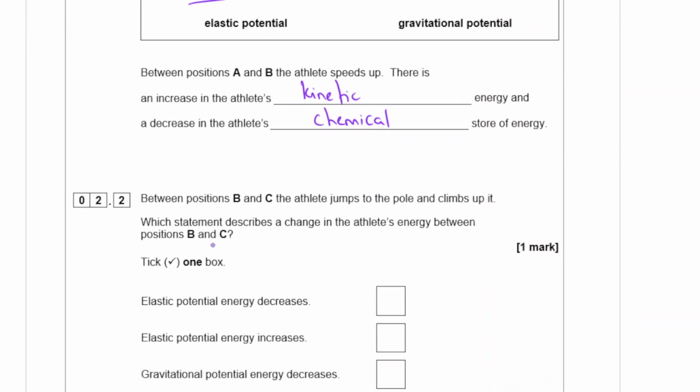Between positions B and C, the athlete jumps to the pole and climbs up it. Which statement describes a change in the athlete's energy between B and C? Elastic potential energy decreases. Nothing to do with elastic potential. Gravitational potential energy doesn't actually decrease because it increases because they're actually climbing up the pole.